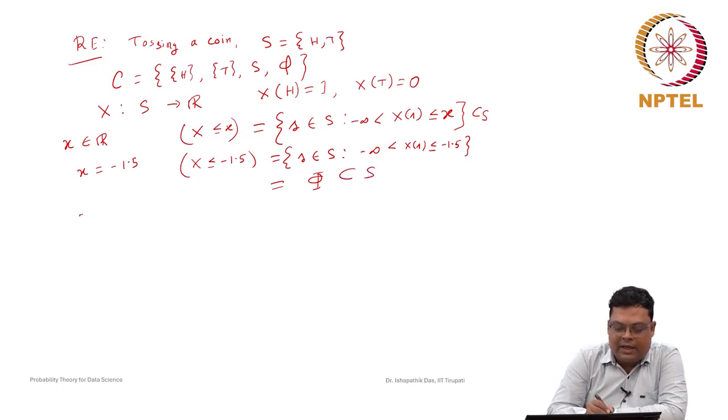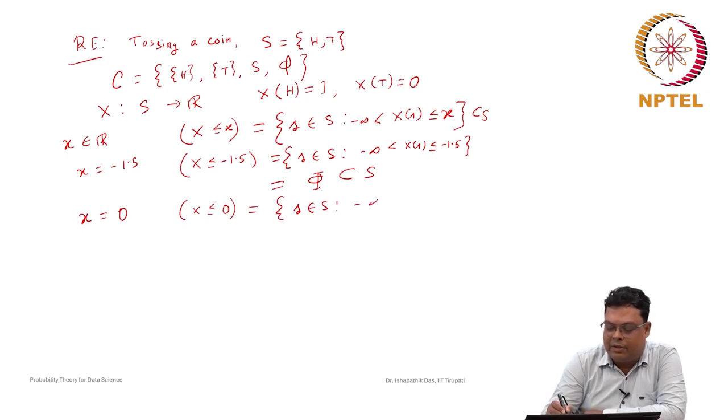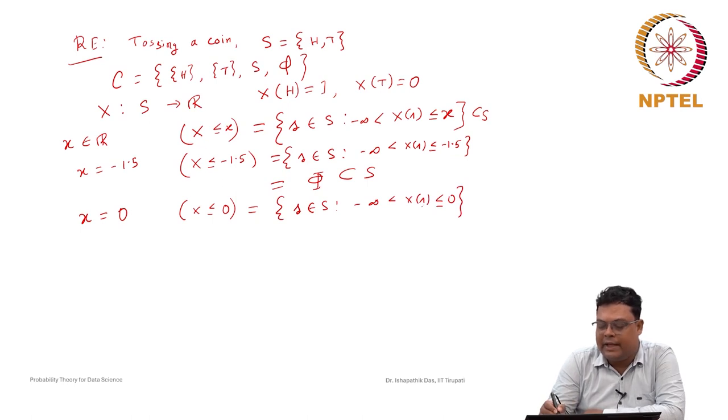Now, if you consider x to be some other value, suppose x is 0, then you can easily show X less than or equal to 0. I hope you have understood this very clearly. You just have to find the S such that X of S is less than or equal to 0. Because X of tail is only 0, this is nothing but T.